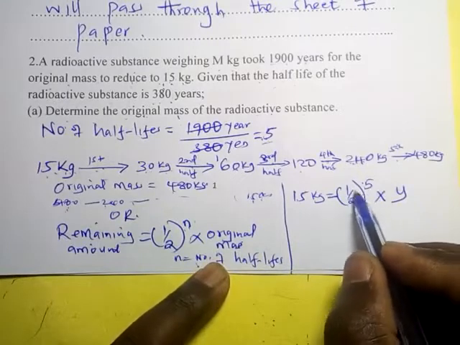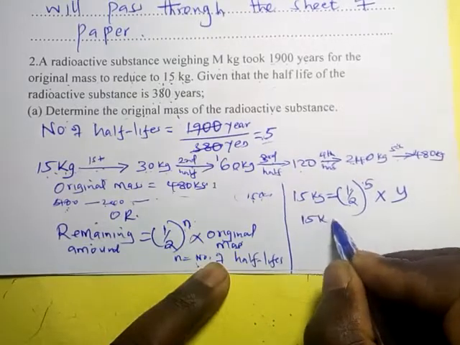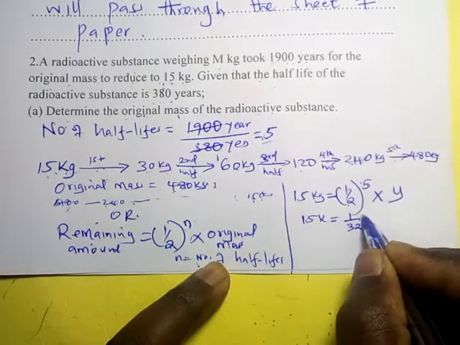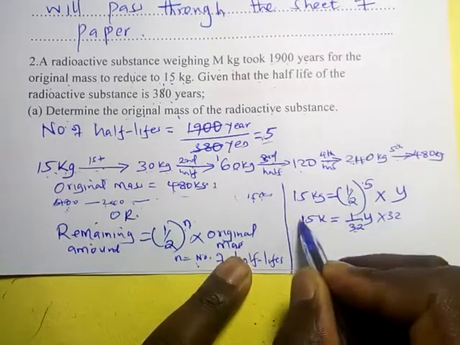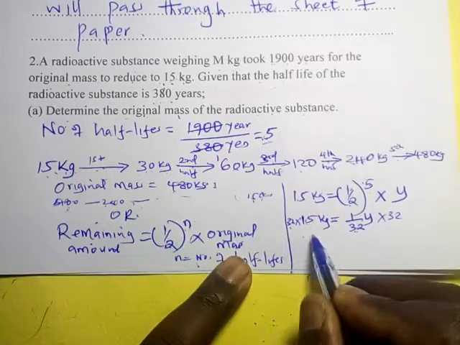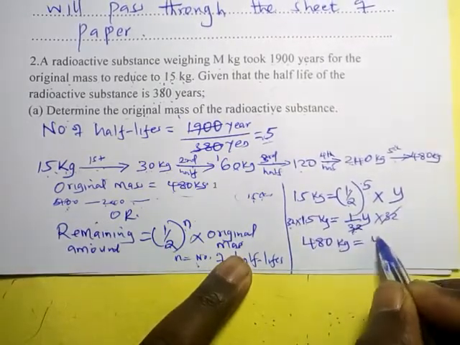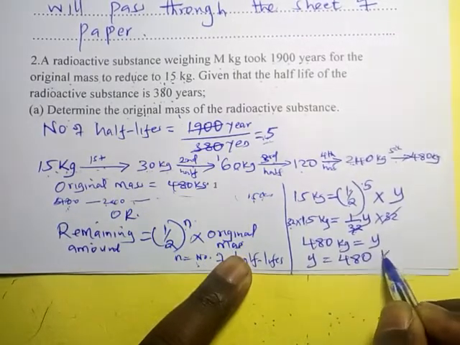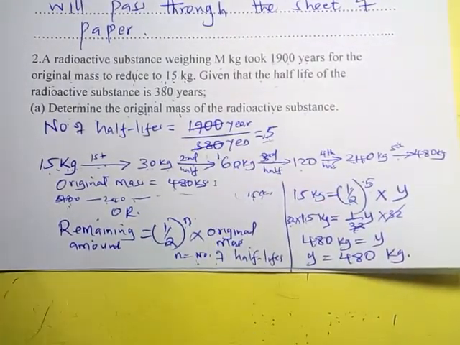So use your calculator, 1 over 3 raised to power 5, it is 1 over 32. So that is 15 kg equal to 1 over 32 times y. We want to remove the denominator, so times 32 on both sides. So 32 times 15 is 480 kg, which is equal to y. So the original mass y equal to 480 kilograms. So you can either use this or this one to get what you want.